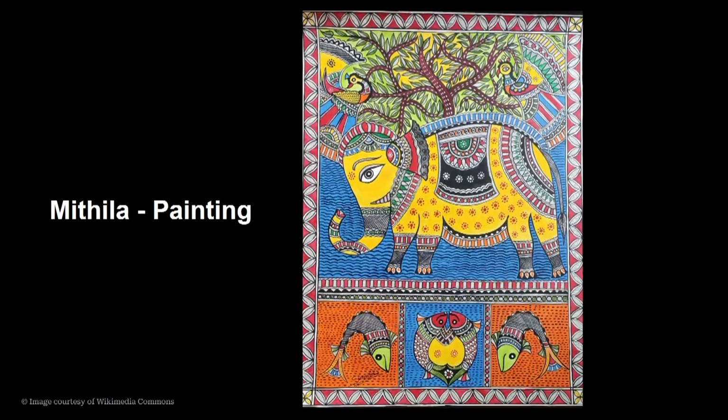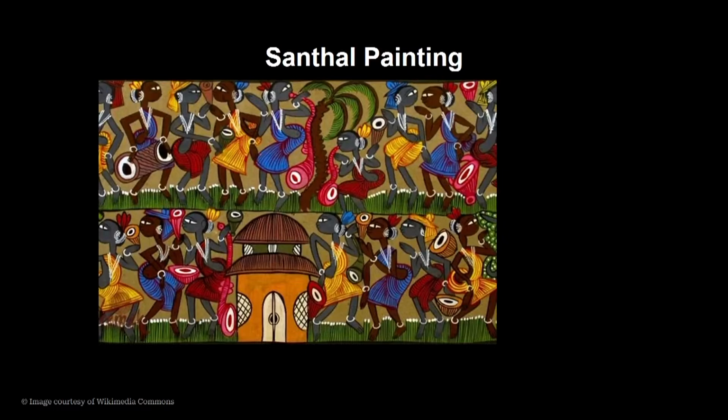Then comes Gond art. It hails from the Gond tribe in Madhya Pradesh. It uses vibrant colors and depicts flora and fauna. Here is one example from Mithila. These paintings have very vibrant colors. You can see the richness in its form and composition. You see here another example of Santal painting, also called Pattachitra from Bengal.